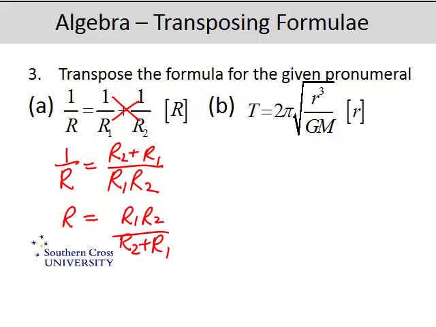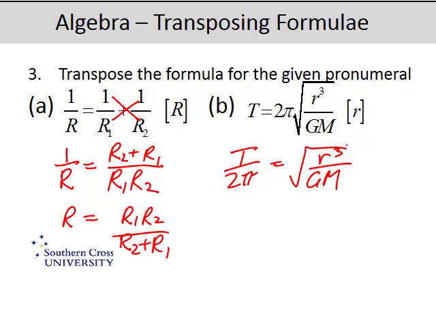Now the next one's going to be a challenge. We have to make R the subject, and R here's been cubed. It's been divided by GM. The square root was taken, then it was times by 2 pi. So 2 pi's got to go first, and we're going to divide both sides by 2 pi. So T divided by 2 pi, 2 pi is going to disappear, is the square root of R cubed over GM.